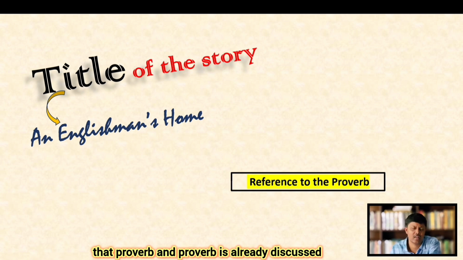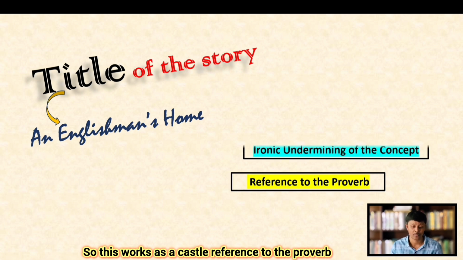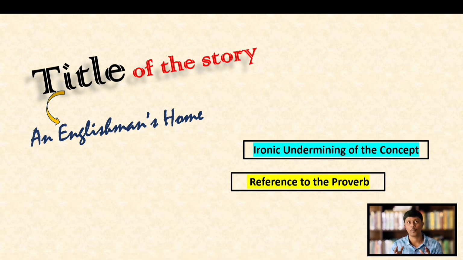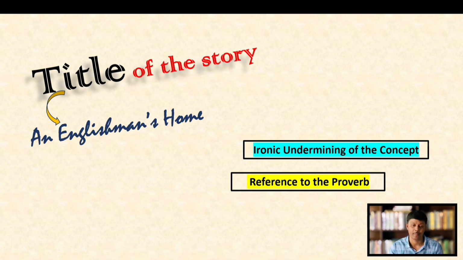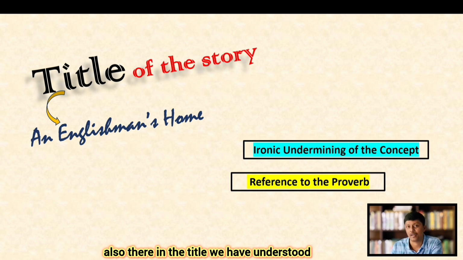That proverb is already discussed. Why the castle? Because it reflects the strength, the idea, the pride, arrogance, etc. So this works as a castle. Reference to the proverb. Ironic undermining of the concept, because the Englishman's home is not a home, because home is always under threat. It is not a cultural issue, rather it is a probable aspect of contemporary England, because the threat of war was also there. So ironic undermining of the concept is also there in the title, we have understood.